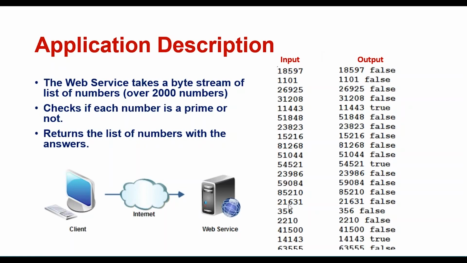So here is the set of inputs, and it's a huge list of numbers which goes as a series of bytes to the web service. The web service goes through each number and finds out whether it's a prime or not, and finally sends back the list with the answers. Okay, so that's what it is doing.